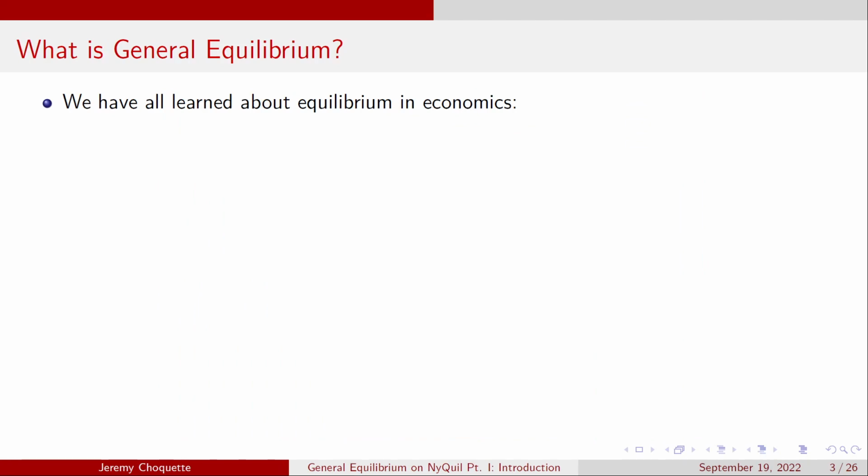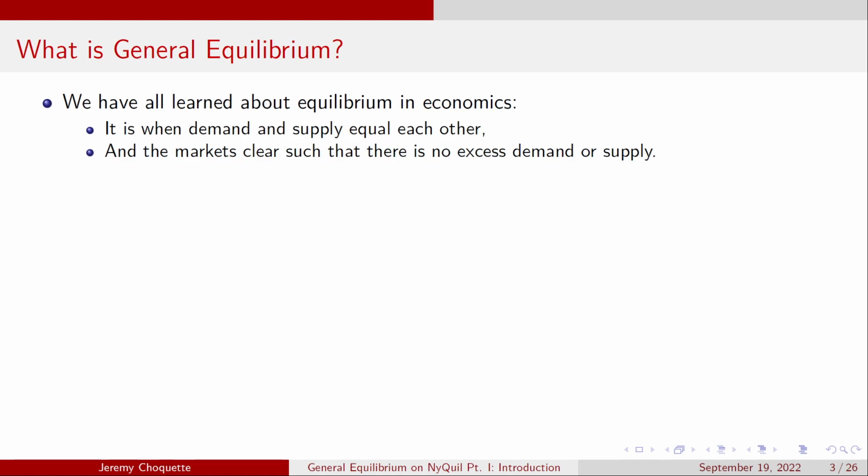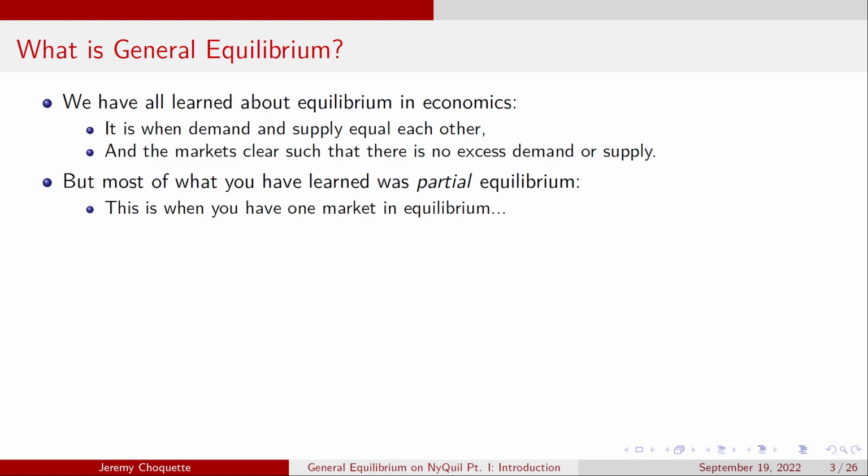Now, we've learned all about equilibrium in economics. A lot of economics, almost all of economics, is equilibrium, and it's when demand and supply are equal to each other. This occurs when the markets clear, so there's no excess demand or excess supply. Most of what you've learned, though, was partial equilibrium. Actually, I guarantee you all of what you've learned was partial equilibrium.